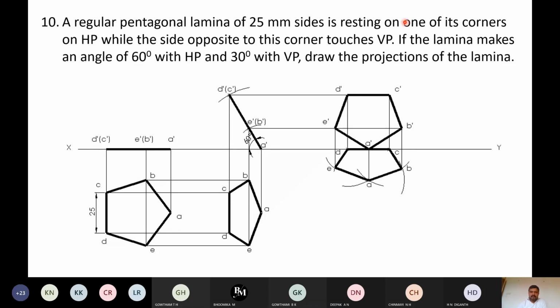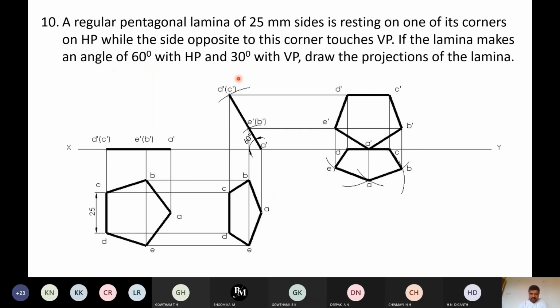If the lamina makes an angle of 60 degree with HP and 30 degree with VP, draw the projections of the lamina. Okay, initially keep the complete lamina on HP. Since it is resting on corner, take the resting corner towards the right, like this. Okay, so draw the pentagon and get the front view. Next, satisfy the first condition, that is inclination with respect to HP 60 degree, and get the top view.